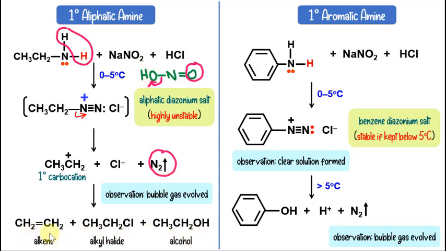So there will be three mixtures of organic compounds: alkenes, alkyl halide, and alcohol. But then for the primary aromatic amine, okay, so same as well.